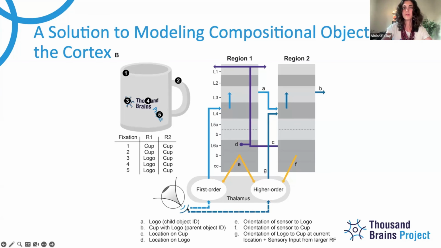Both of these receptive fields are co-located, so the input to region 1 and region 2 comes from the same location in space. It's just a larger receptive field. So now, bear with me, it's a bit much to take in at first.